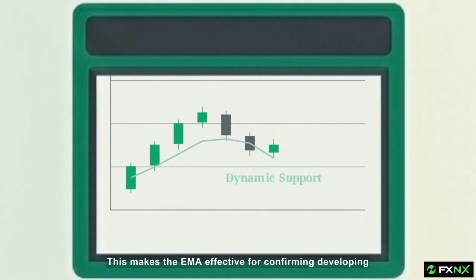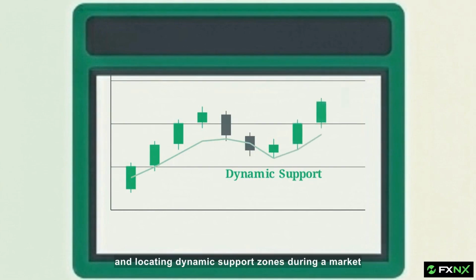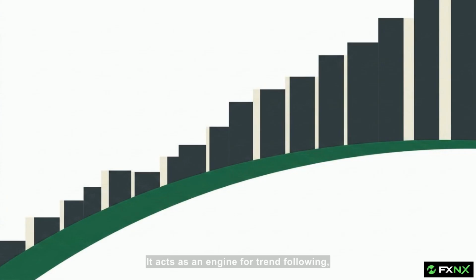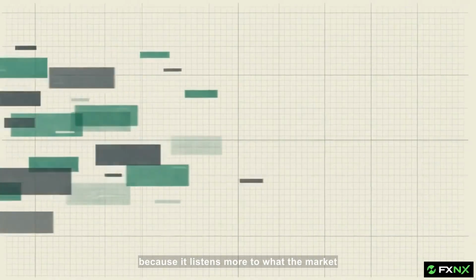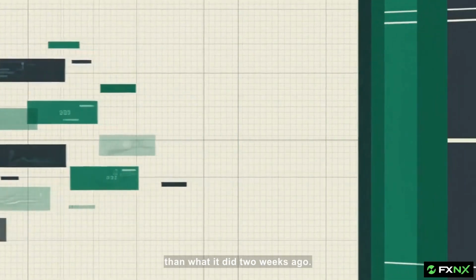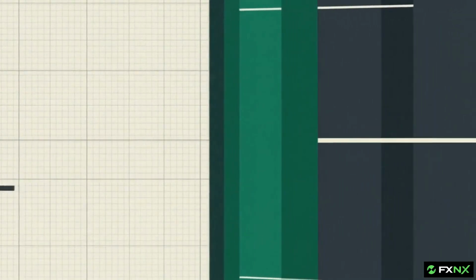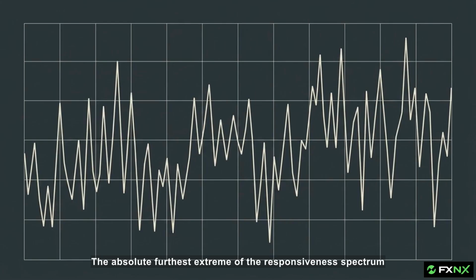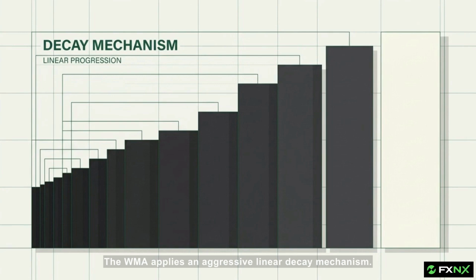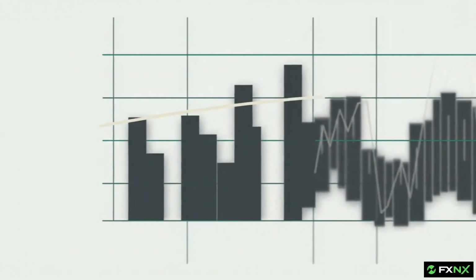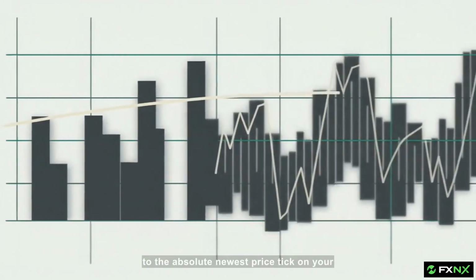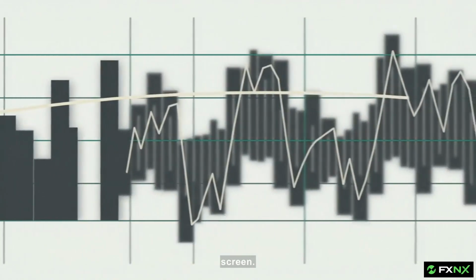This makes the EMA effective for confirming developing trends and locating dynamic support zones during a market pullback. It acts as an engine for trend following because it listens more to what the market is doing today than what it did 2 weeks ago. The absolute furthest extreme of the responsiveness spectrum is the weighted moving average, or WMA. The WMA applies an aggressive linear decay mechanism. It discards historical data quickly, making the indicator line hypersensitive to the absolute newest price tick on your screen.